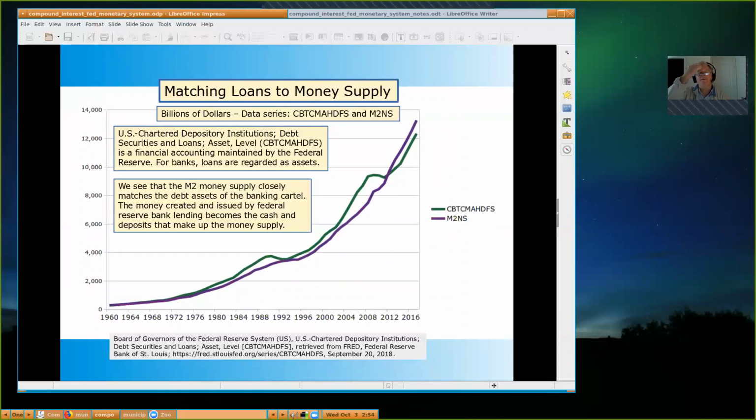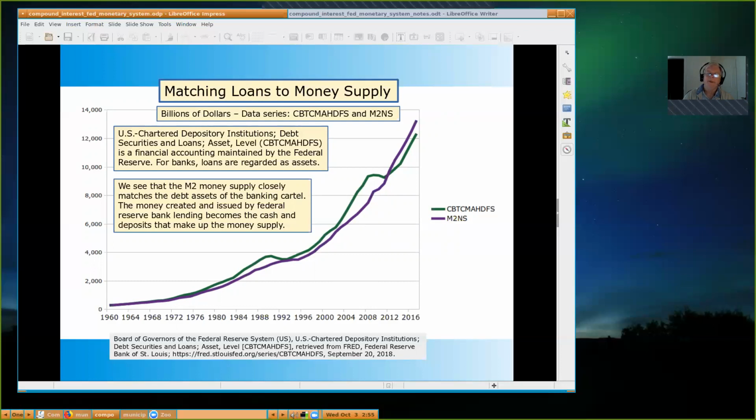Okay, matching loans to money supply. Now, in this graph, I have the green line is the debt, securities, and loans, the asset level. See, debt, securities, and loans are considered to be assets for banks because they're collecting interest on them. They're like investments. But what happens when they make these loans, of course, the money that is borrowed becomes the M2 money supply. That becomes the money in the economy. So we can see that the asset level for the banks very closely tracks the M2 money supply.